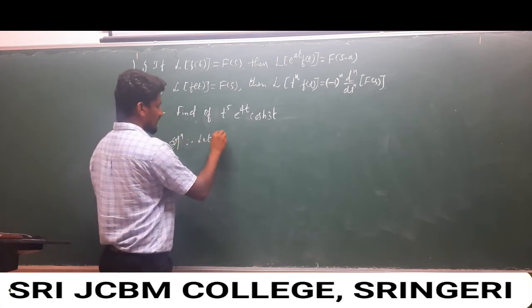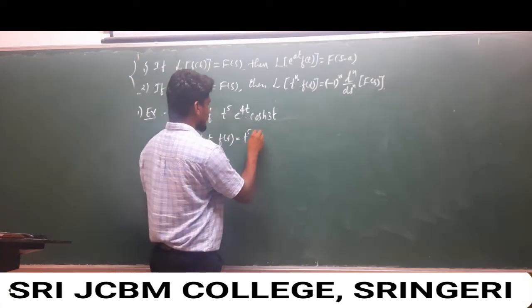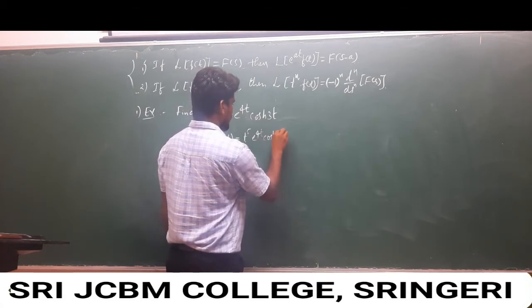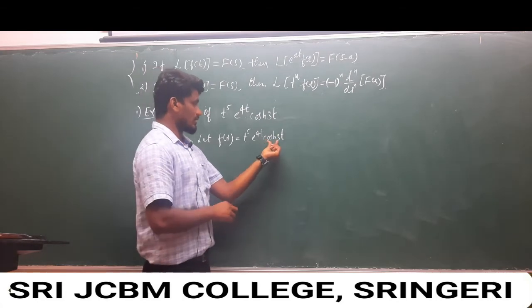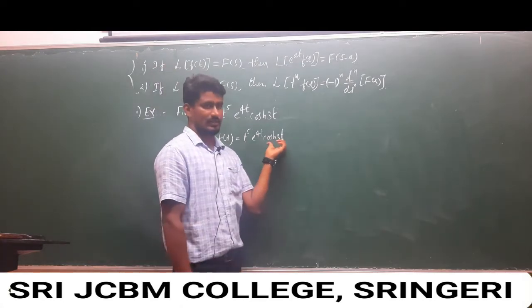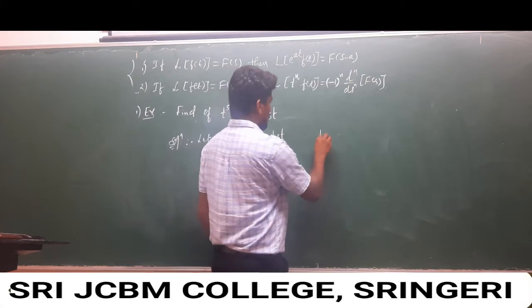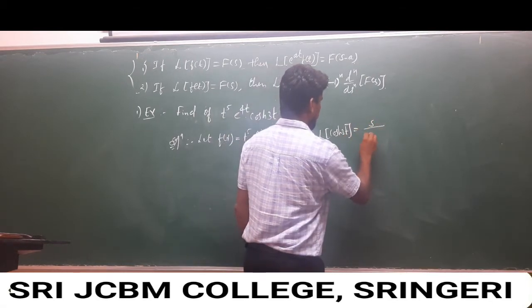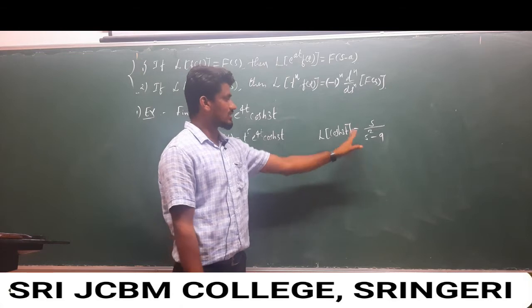So let the given function be our f of t, that is t to the power 5, e to the power 4t, cosine hyperbolic 3t. This is treated as our f of t. We know the general form of cos hyperbolic at. If you apply the Laplace transform, we get the answer: cos hyperbolic 3t is nothing but s over s square minus 9. We have seen this in the previous video. This is the answer for it.